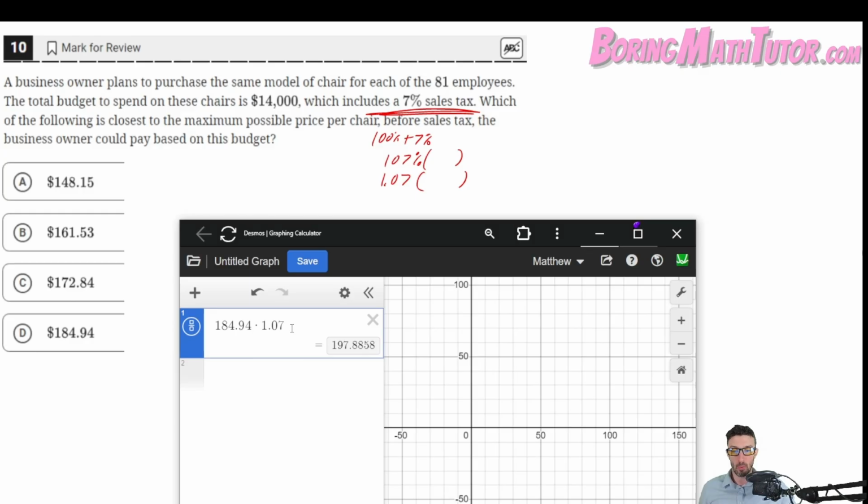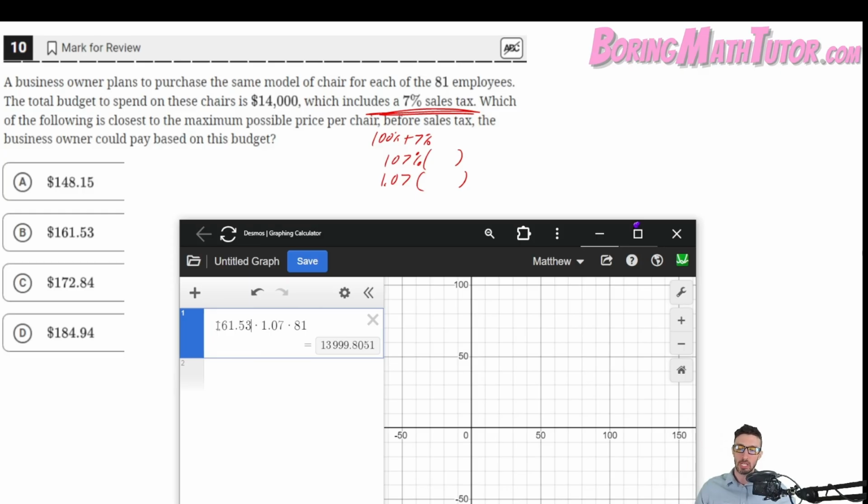So we need to multiply by 1.07, but then he has to do it for 81 employees. Did he go past his budget of 14,000, which was supposed to include the tax? Yes, he did. So now we can go to the next highest one on the list. And that's too high. So the last one to type in.